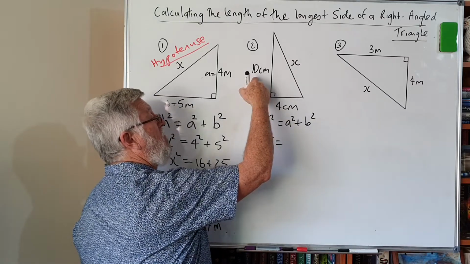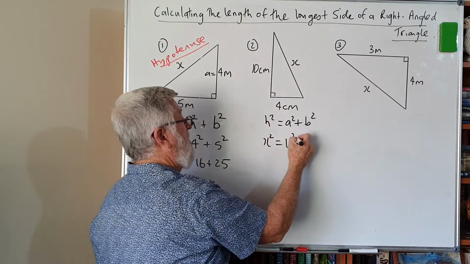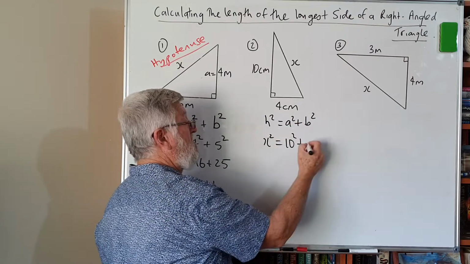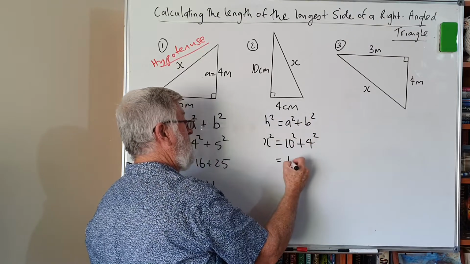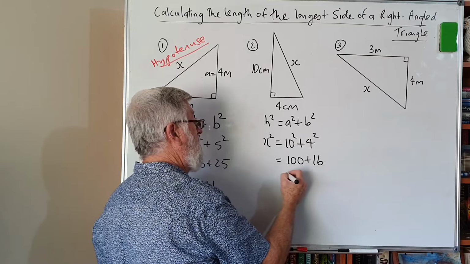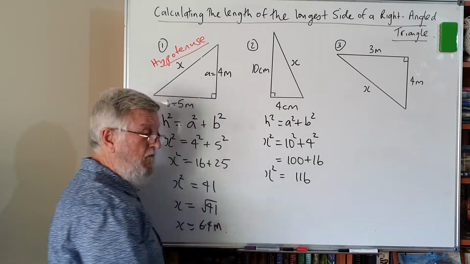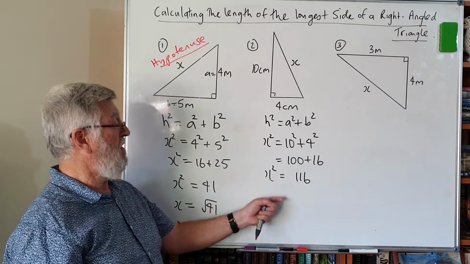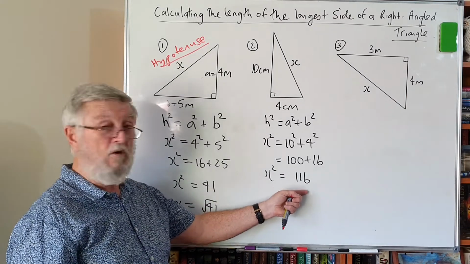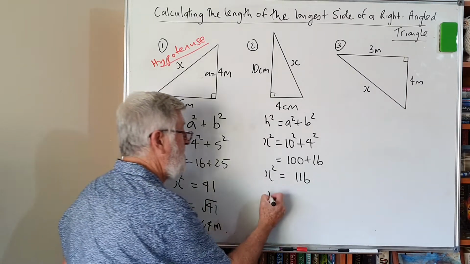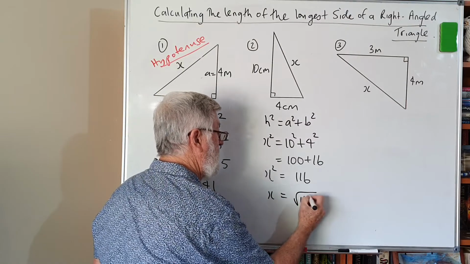Now this one, I'm going to call that one A, so I put a 10 squared. And then this one I'm calling B, so I put a 4 squared. So that's 100, and that's 16. And I've got 116. So I've got this thing of what number times itself is 116. So a long time ago they defined that as being the square root of 116.